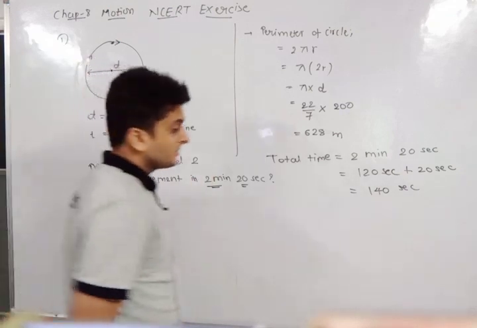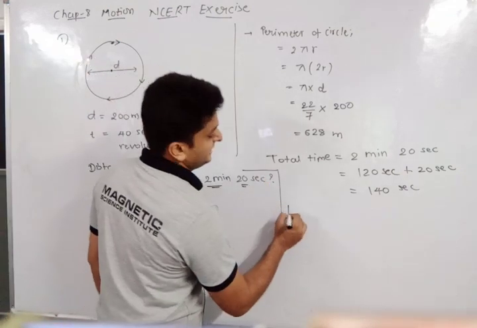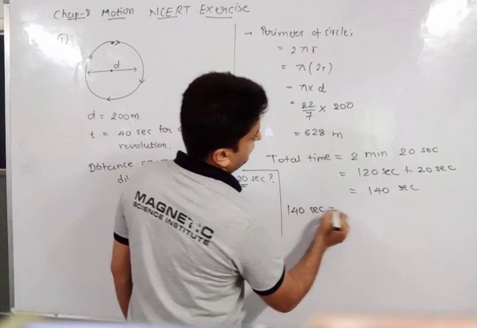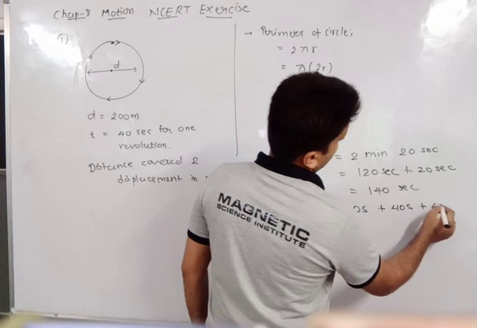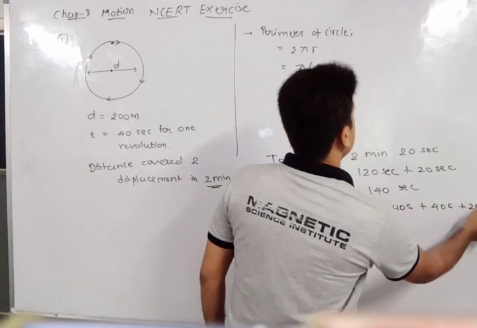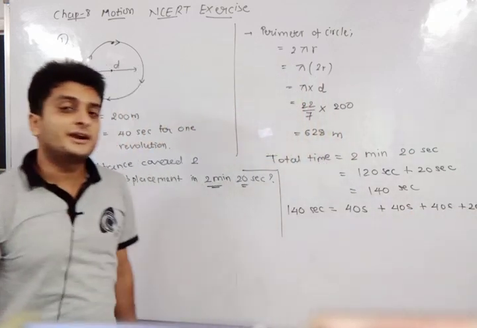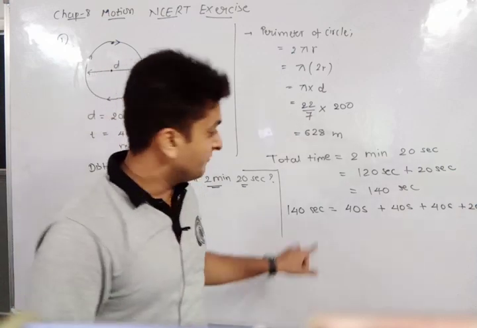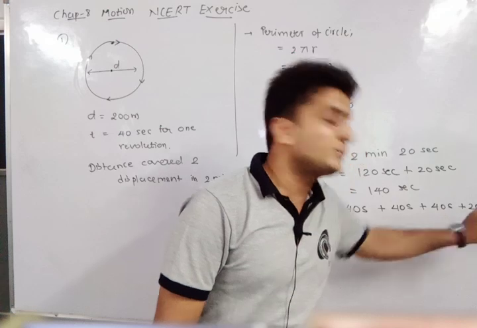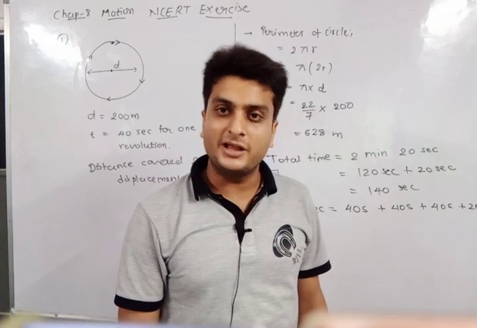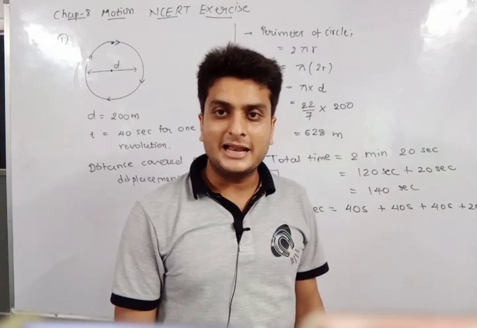Watch carefully. Now what will I write? I will write this 140 seconds is equal to 40, 40, 40 and 20. Can I write like this? See what I did. 140 seconds is 40 second, 40 second, 40 second, 20 second. Yes or no? Can I write like this?